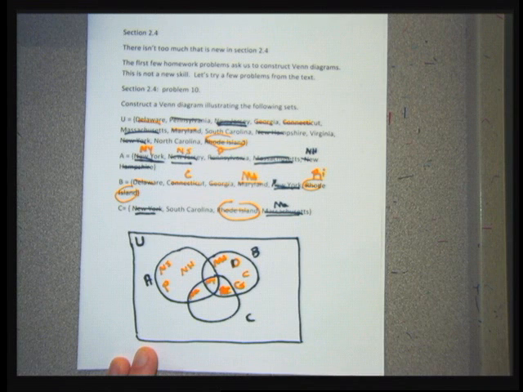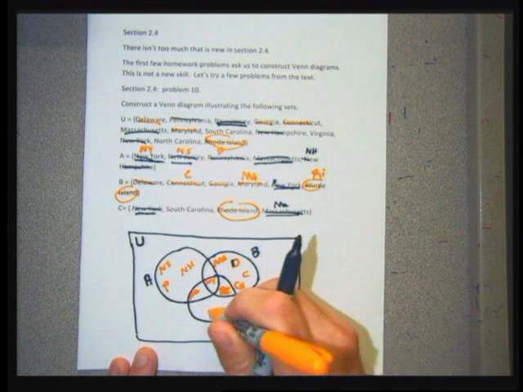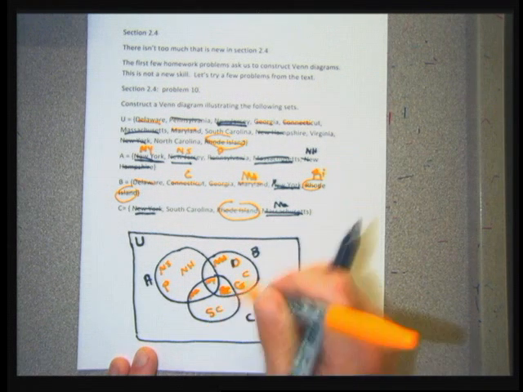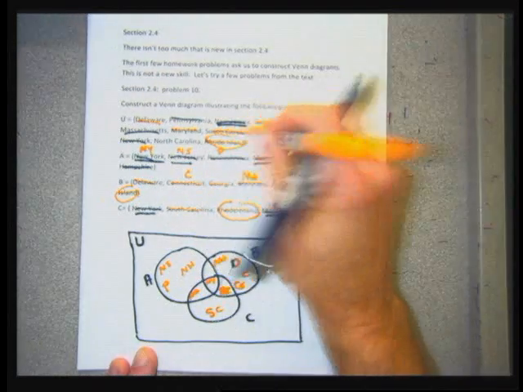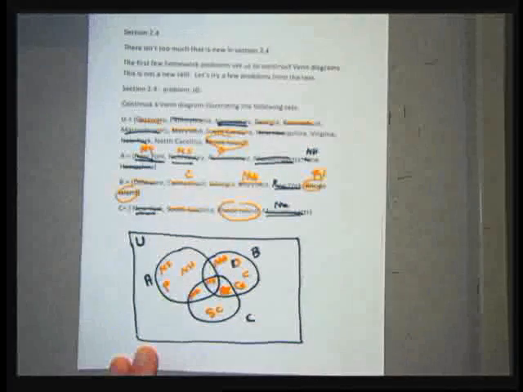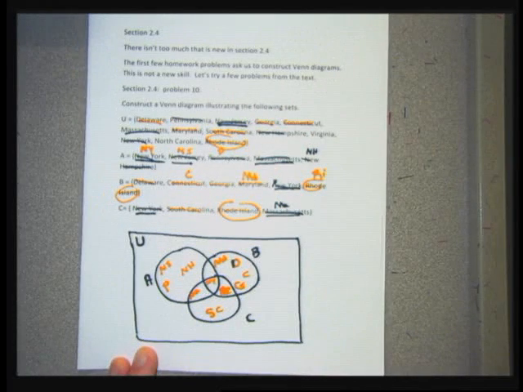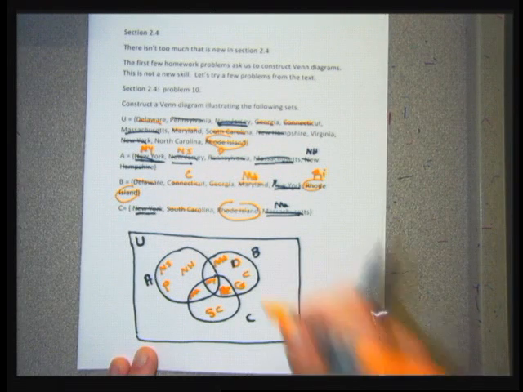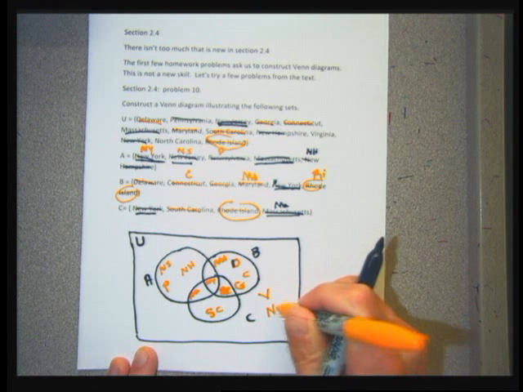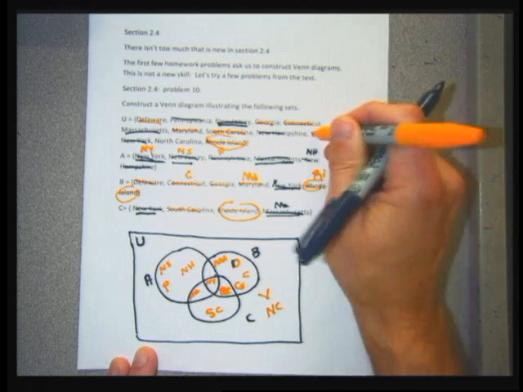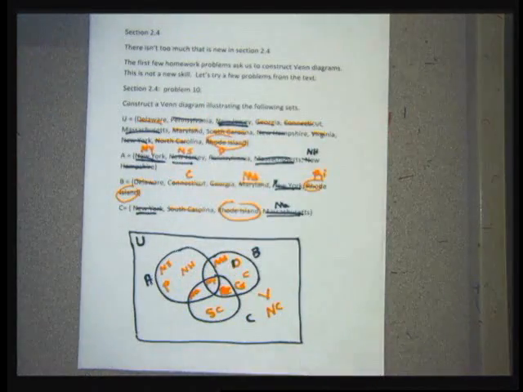The first thing I see in the C set that I haven't placed yet is South Carolina. It isn't in the A or the B set, so it needs to go in the non-overlapping region of the C set. So I'll cross out South Carolina. Done with the C set, now I'm going to do the U set. In the U set, I see Virginia and North Carolina that I haven't placed yet. I'm just going to throw those outside the circles because they're not in any of the A, B, or C sets.